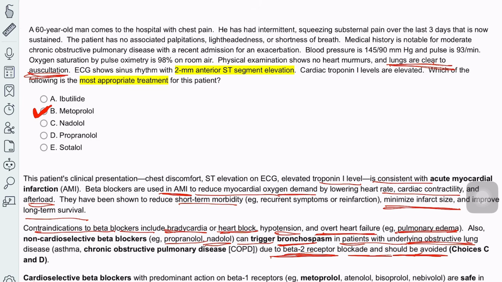Cardioselective beta blockers with predominant action on the beta-1 receptors like metoprolol, atenolol, bisoprolol, and nebivolol are safe in patients with stable COPD and are the beta blocker of choice in these patients. Combined beta and alpha receptor blockers like carvedilol and labetalol are also well tolerated and have been used safely in patients with COPD.